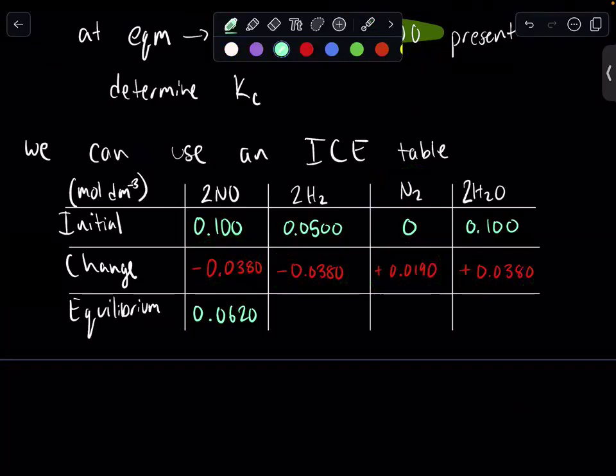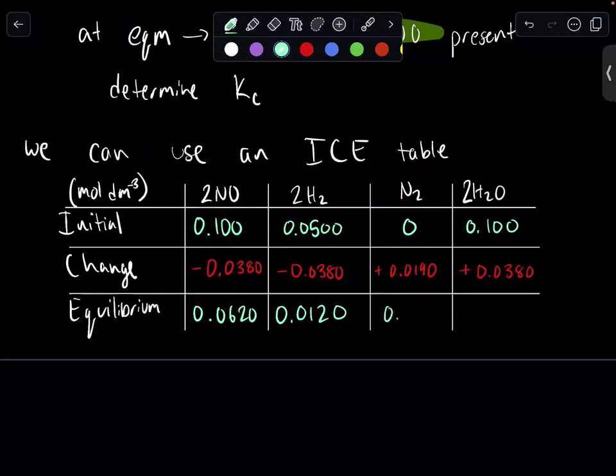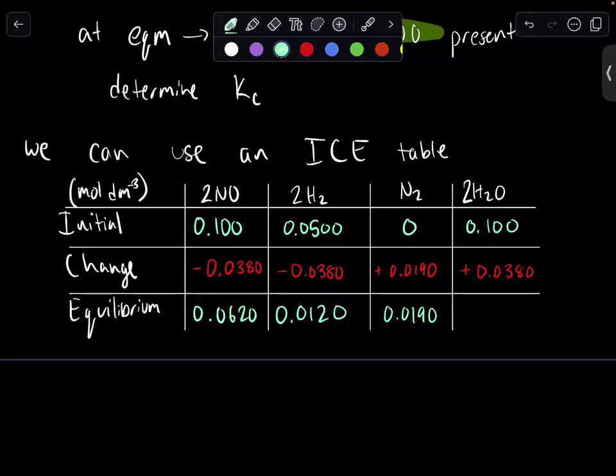For our equilibrium concentration of hydrogen, this is just math, 0.050 subtracted will become 0.0120 moles per decimeter cubed. Nitrogen will be 0.0190 and water will be 0.138. Now, I'm trying to keep track of my significant figures here, so I do not have a 0 at the end.